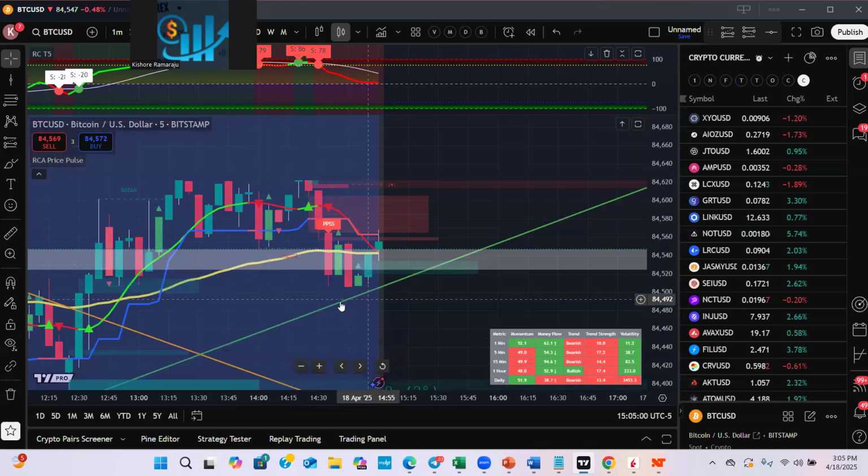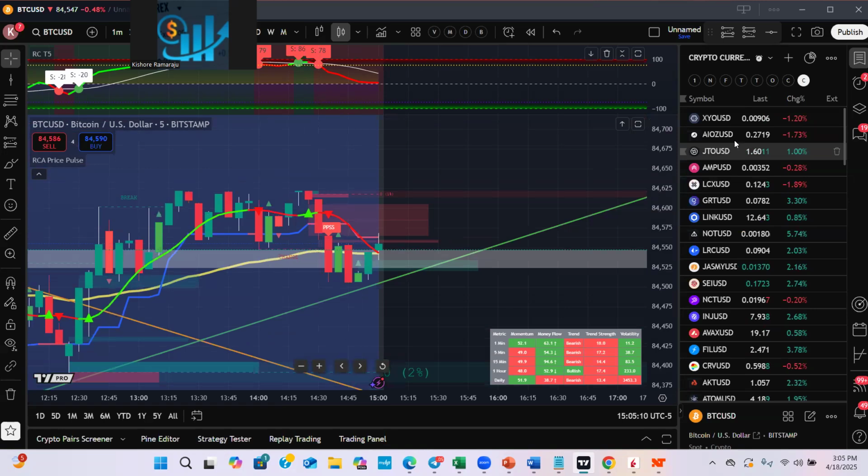So here it is close to a trend line support. If this sell was somewhere close to a trend line resistance, it would have been much better. Now this is close to the trend line support, so yeah, it is a little risky trade.